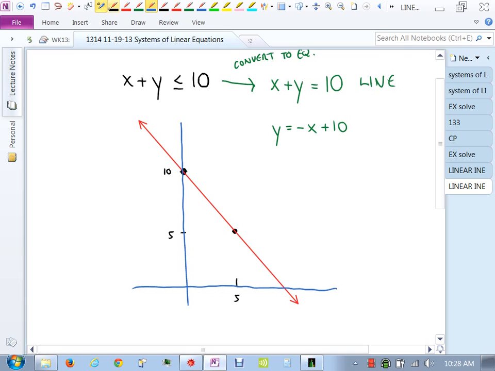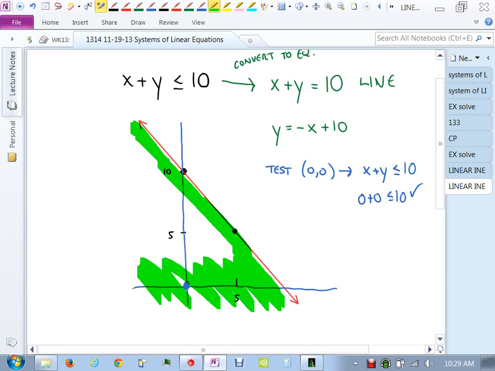So what I'm going to do now is test the point 0, 0. Let's plug it into the original problem. x plus y less than or equal to 10. Is 0 plus 0 less than or equal to 10? Yes. That means that point 0, 0, which I'm putting here, is part of our solution, which means everything down there is a solution. We don't have to check every one, thank goodness. So my answer is everything here.